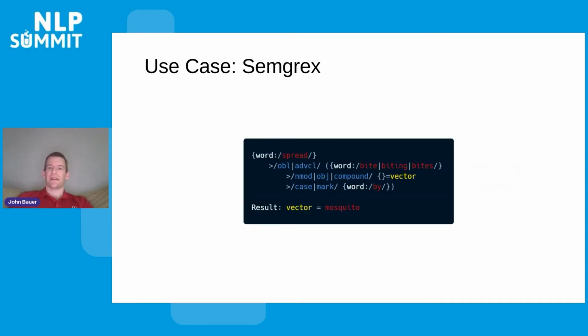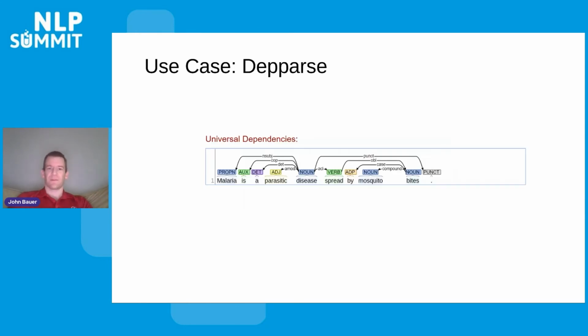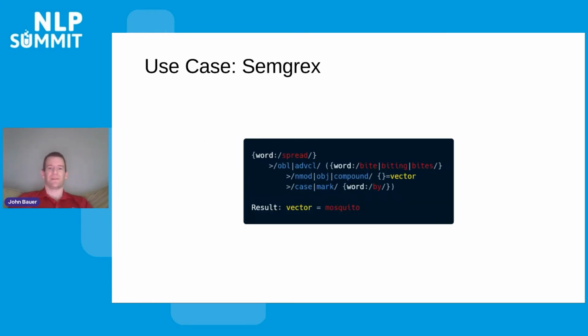So then there's, as I said, Semgrex, which is a grep equivalent for dependency graphs. So in this case, we can start from spread. We care that something is biting a person. And that something is the vector that my colleague cared about. So in this case, if we go back to the graph, you can see spread by some kind of bites results in mosquito. So this is exactly what my friend was looking for.